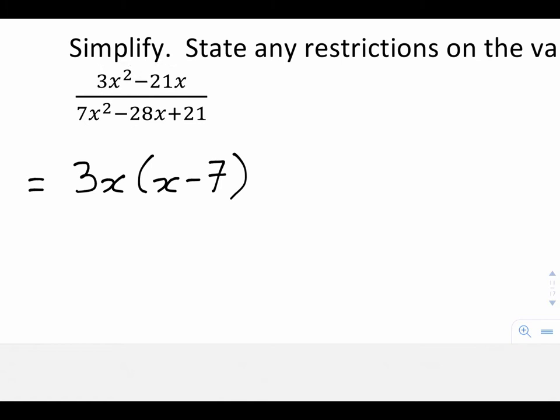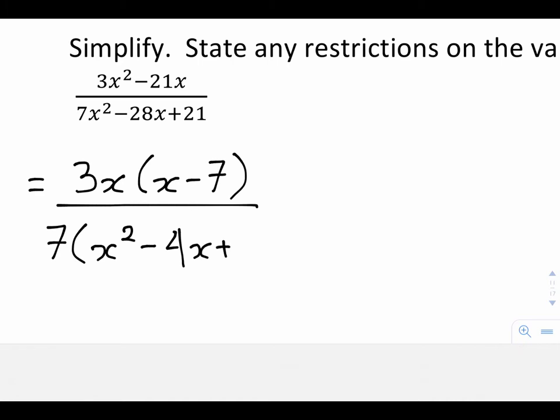For the denominator, all these terms, 7, negative 28, 21, they're all divisible by 7. So I'm going to factor out a common factor of 7. I'm left with x squared minus 4x and then plus 3. Close bracket.